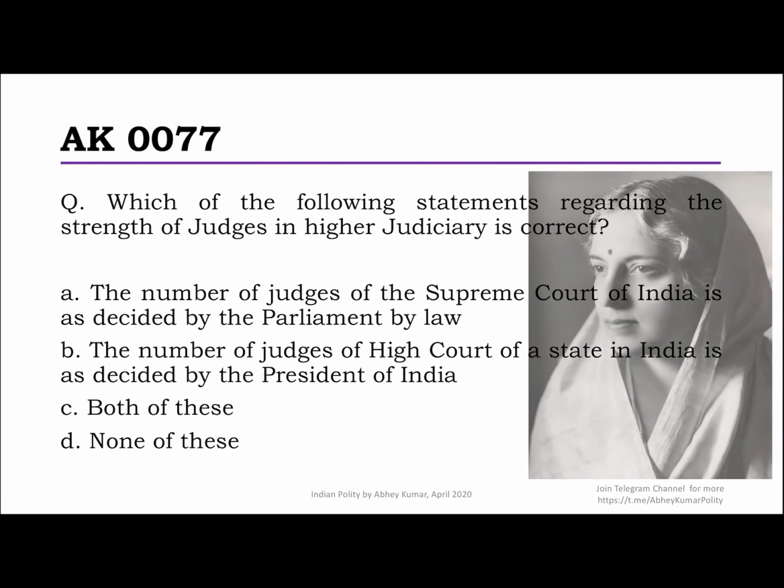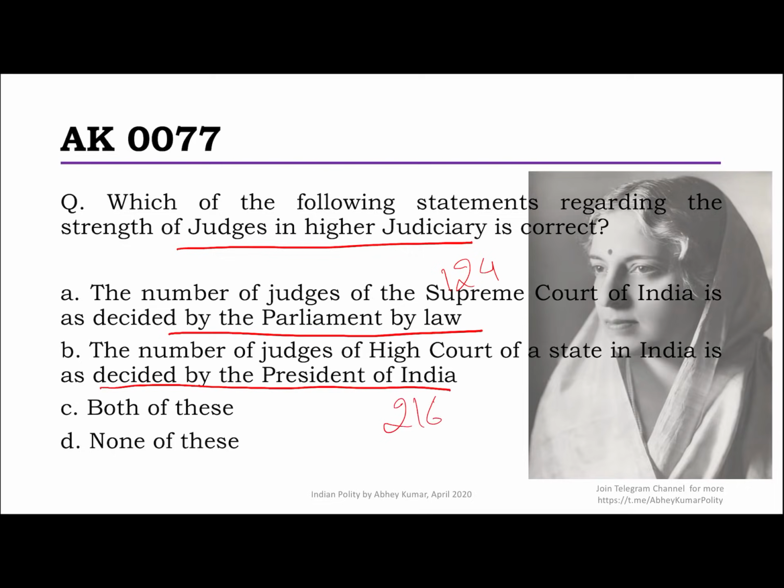Next one is, which of the following statements regarding the strength of judges in higher judiciary is correct? First statement, the number of judges of the Supreme Court of India is as decided by the Parliament by law. This we have seen in the previous video itself, where I told you that there is the Supreme Court (Number of Judges) Act 1956, which was recently amended. Anyway, you shall please read Article 124 once for this. Then the number of judges of High Court of a state in India is decided by the President of India. This is also a correct statement.